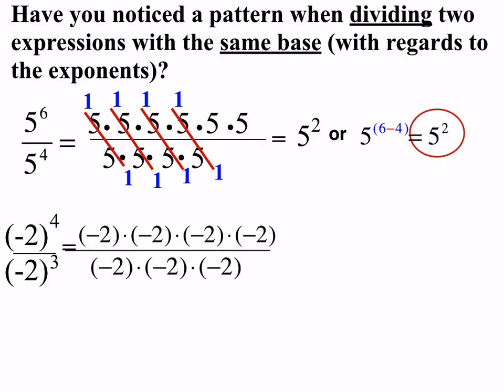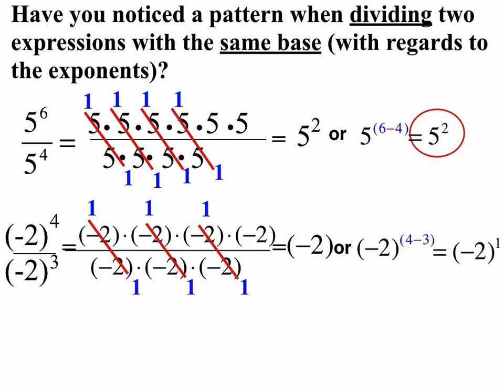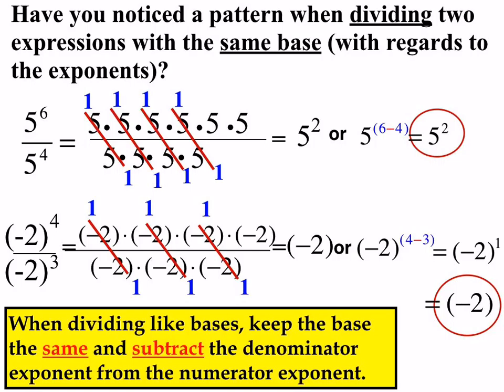Same idea with the bottom problem here. We're going to have negative 2 in parentheses to the 4 minus 3 power, which is negative 2 in parentheses to the first. And so, more blank areas to fill in here. When dividing like bases, keep the base the same and subtract the denominator exponent from the numerator exponent, which is another way of saying numerator exponent minus the denominator exponent.